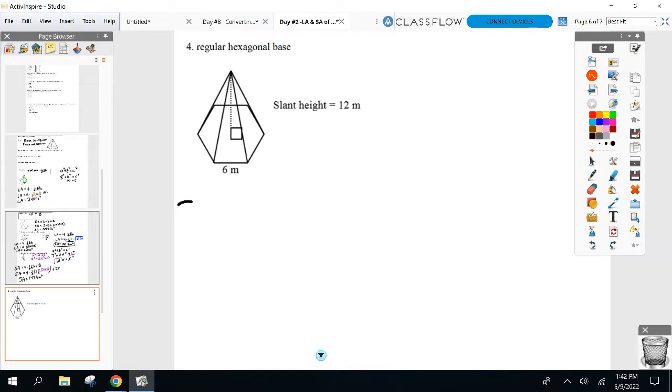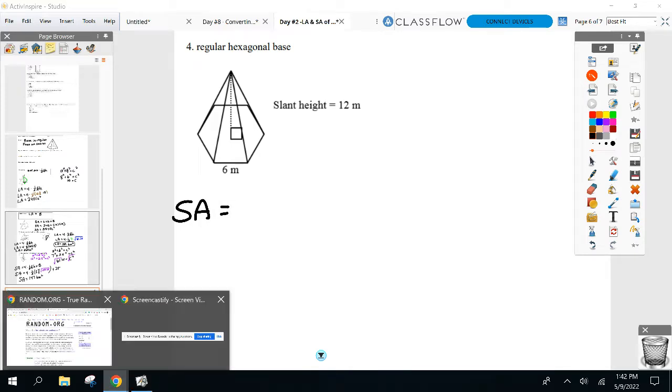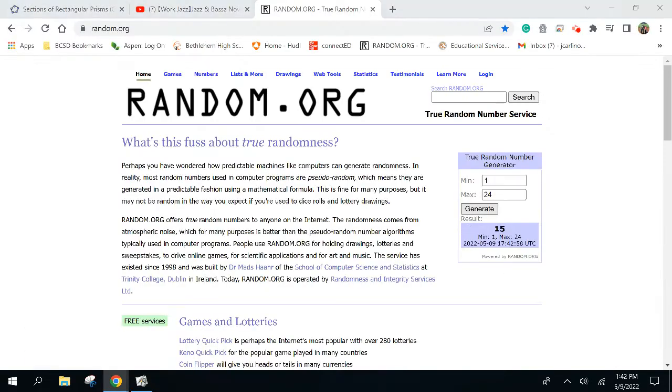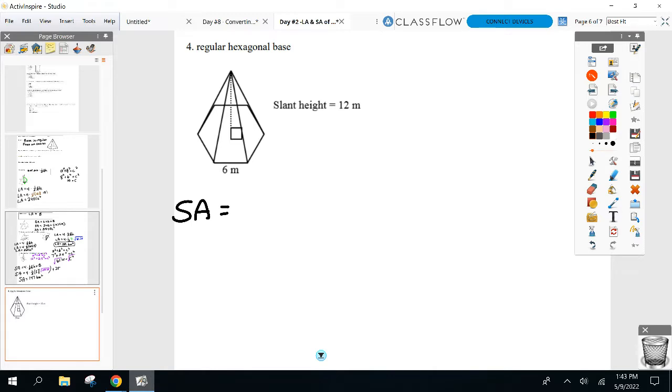I'm still going to do surface area. But now how many triangular faces do I have up here? Not 4 anymore. How many do I have? 6. So 6 times 1/2 base times height, plus the area of the hexagon, which is actually the toughest part of this problem.